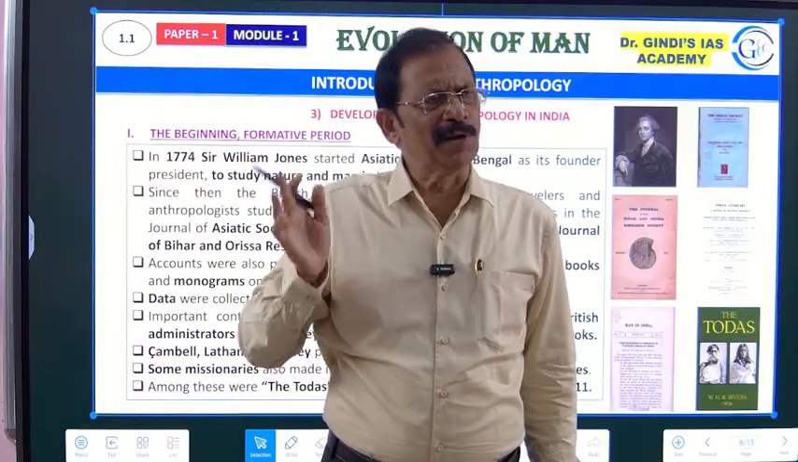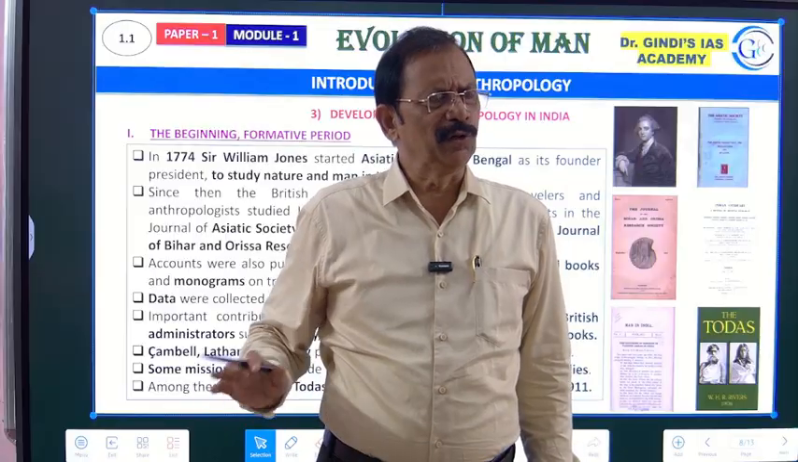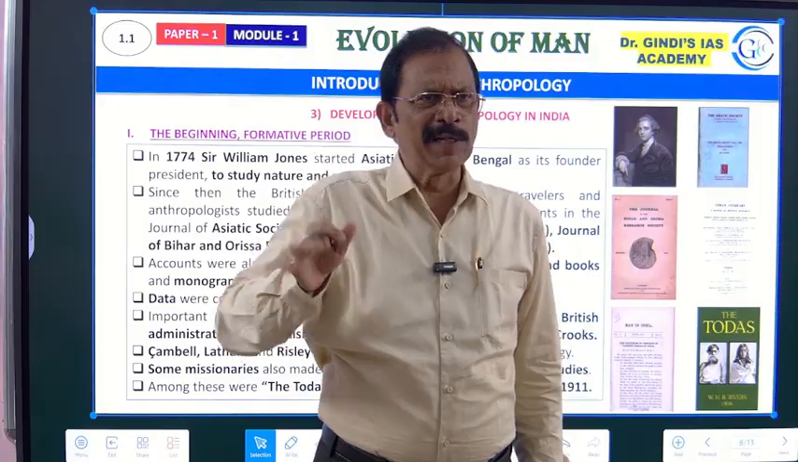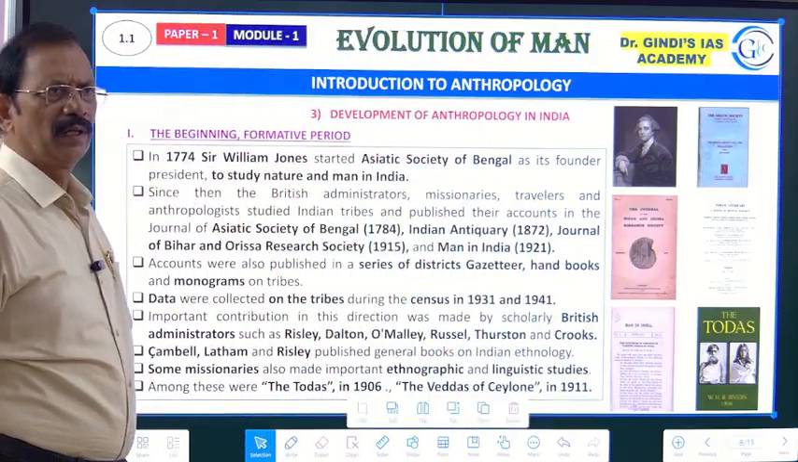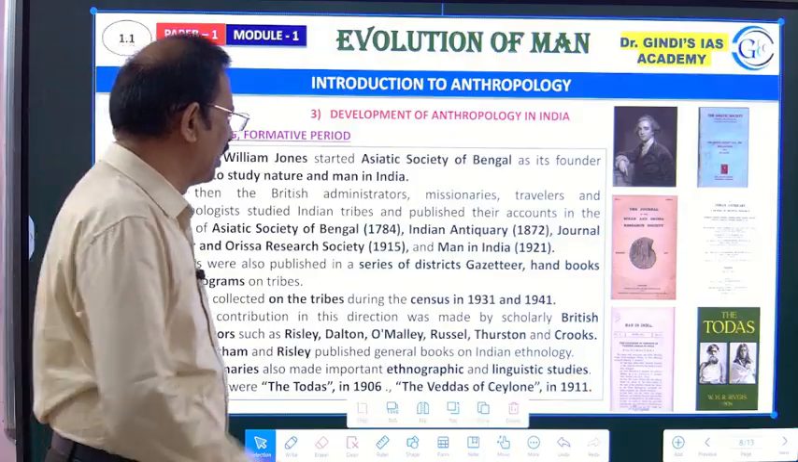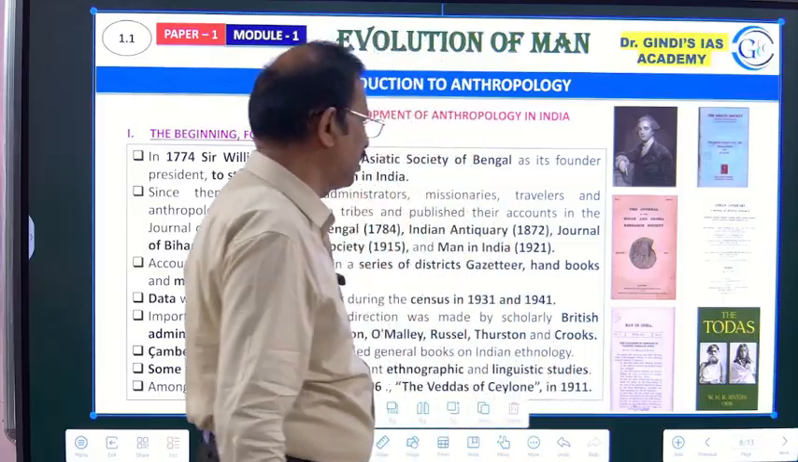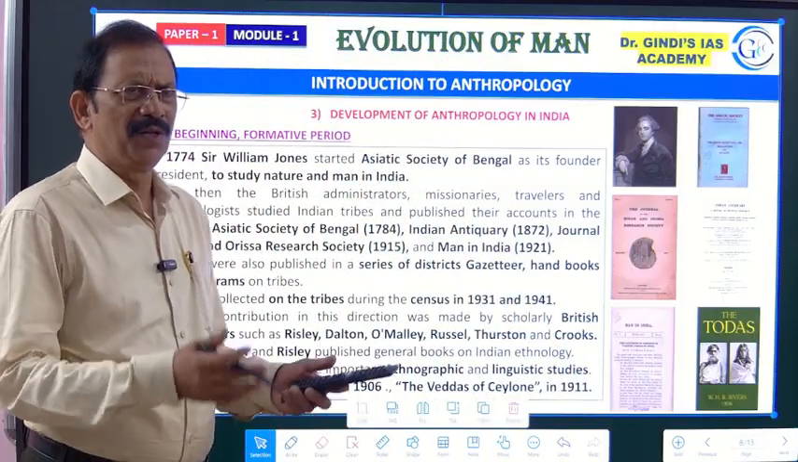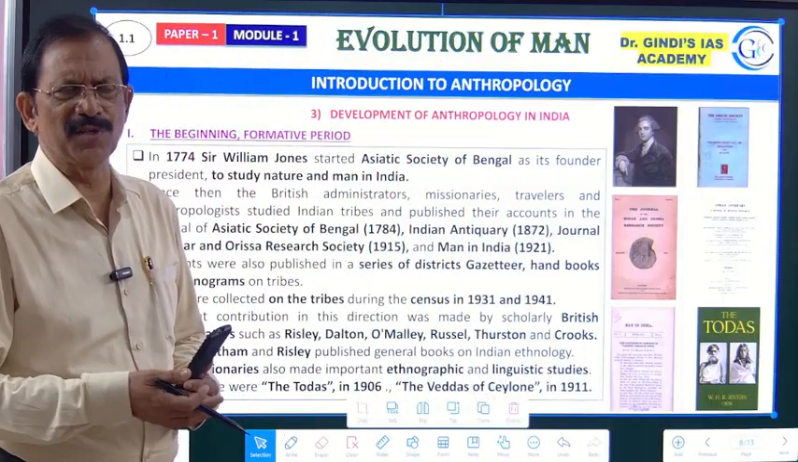Almost all the people have to agree with this. It was the starting point for the development of anthropology in India. Then accounts were also published in a series of district gazettes, handbooks and monographs. You know very well district gazettes. Even today also we can see them.